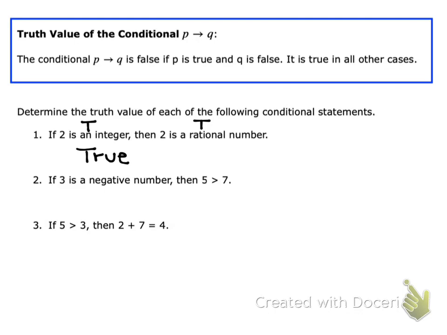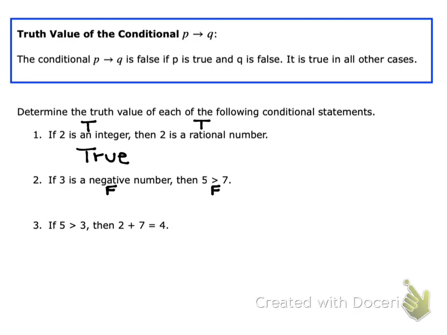If 3 is a negative number, then 5 is greater than 7. 3 is a negative number. True or false? False. 5 is greater than 7. True or false? False. In this case, they're both false.